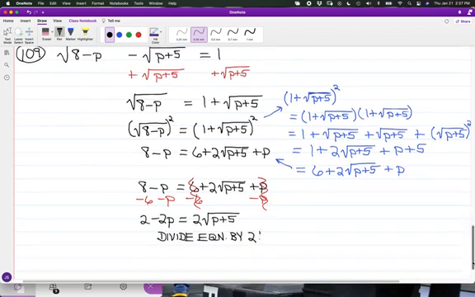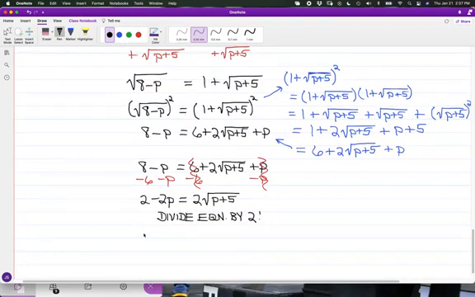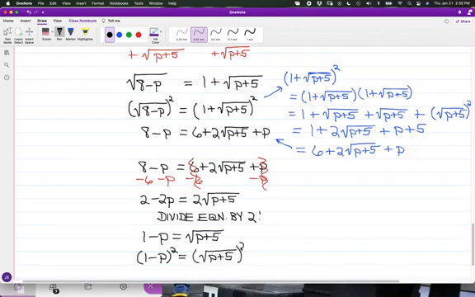Okay, so if I divide the equation by 2, the left hand side of the equation is going to be 1 minus p. The right hand side is going to be the square root of p plus 5. Now with the square root of p plus 5 by itself, we can have the next phase, where we're looking at squaring both sides. Just to mention, you have 1 minus p squared.